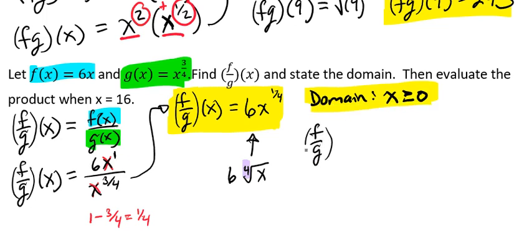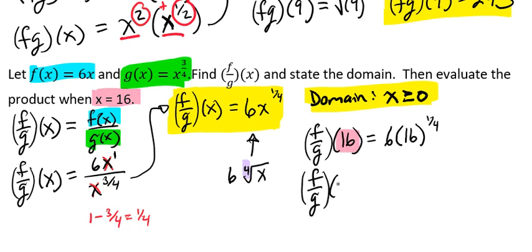So to find f over g of 16, and we know it's a 16 because it said it right there, so we're going to plug that 16 in. So we're going to have 6 times 16 to the 1/4 power. And when we plug that in, that's going to give us a value of 12. And now we have our evaluation. And we're finished. So that's how to find the product and the quotient of two functions.